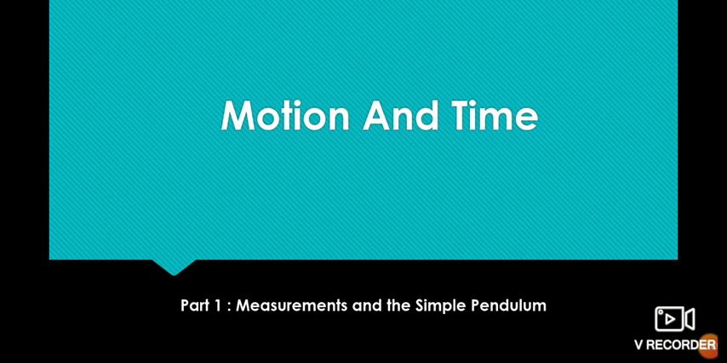Dear Class 7, today we start with a new lesson, Motion and Time, which is lesson number 13 of your science textbook. We have two parts of this lesson. In part 1, today we'll be learning about measurement and the simple pendulum. Okay, so we'll be learning about measurement and the simple pendulum.